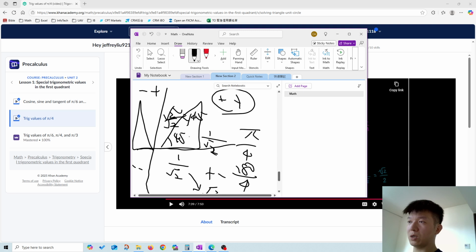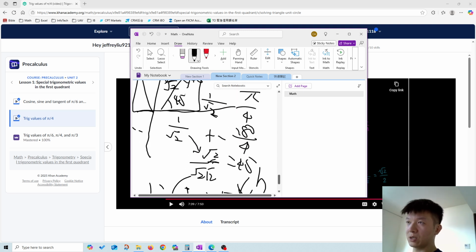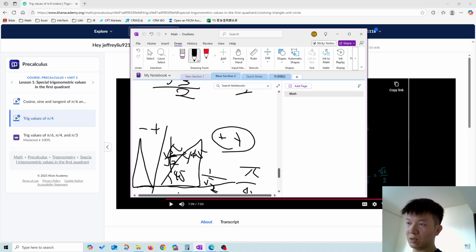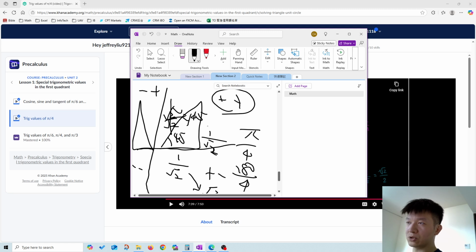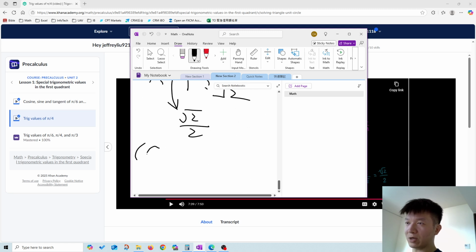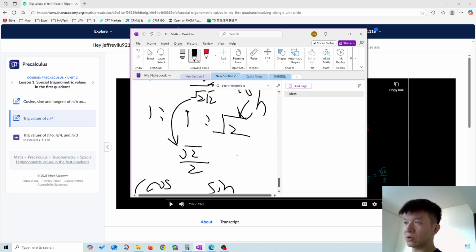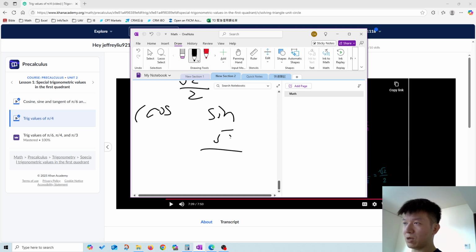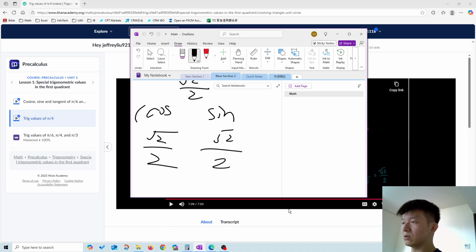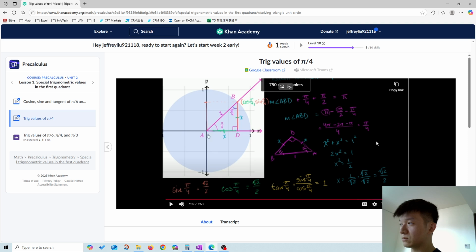So there you go, you have your x and y now, because you made this into 1, so you just have to know that cosine is the x and sine is the y, right? So cosine and sine will have the same thing, which is square root of 2 over 2, square root of 2 over 2, right? So this is your cosine, this is your sine.